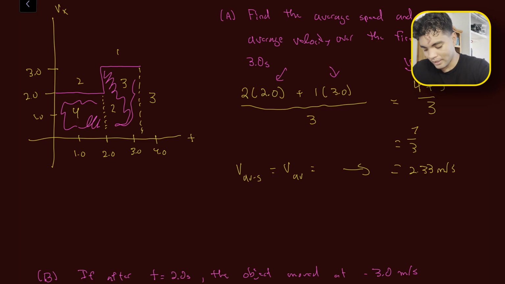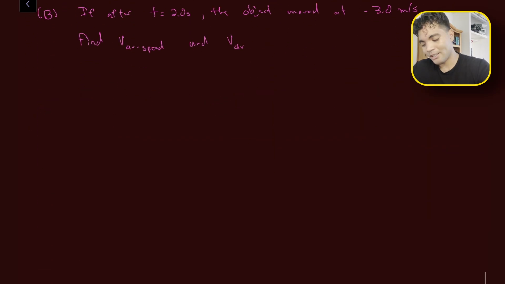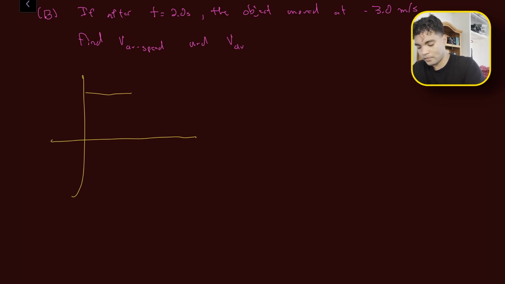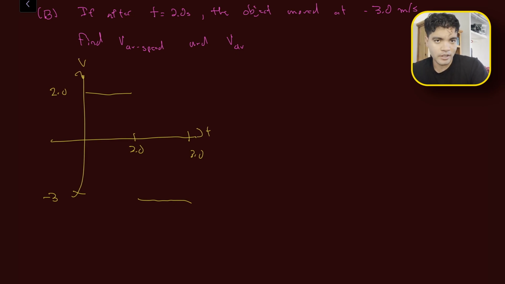Cool. Now, for part B, we changed the situation so that, let's say that after 2 seconds, the object moved at negative 3 meters per second instead of positive 3. So our graph would look something like this. 2 seconds here, and then it just shifted over here for the last second, this being negative 3, and this being 2.0. Velocity versus time. It's going to be a similar calculation.